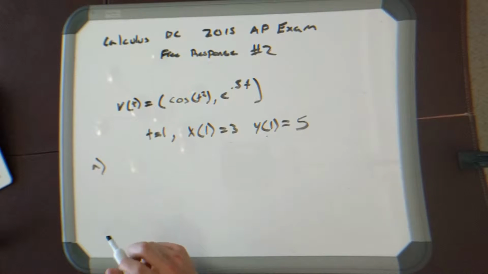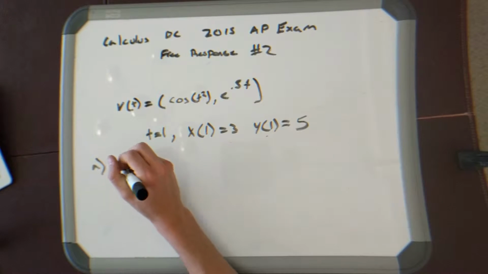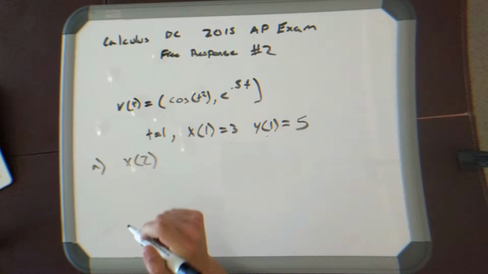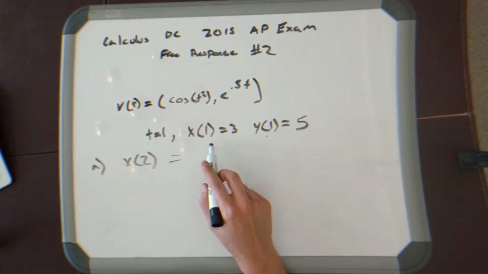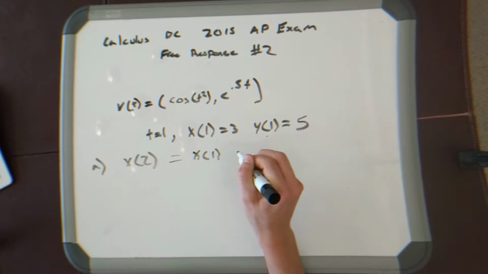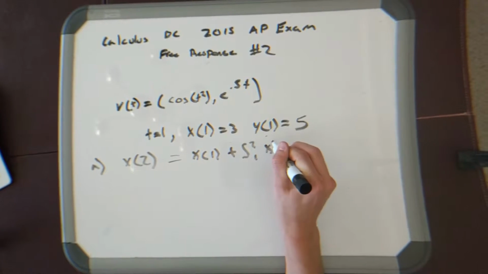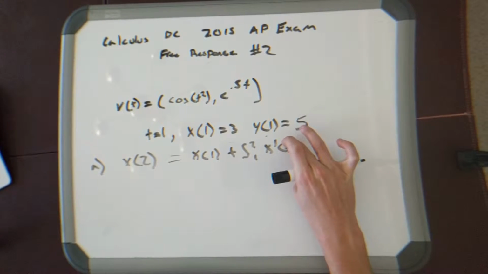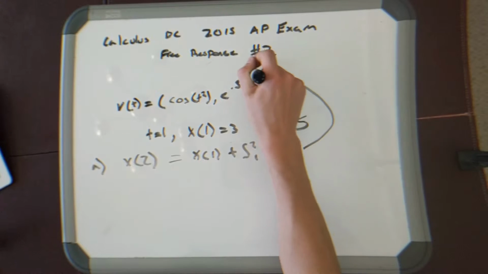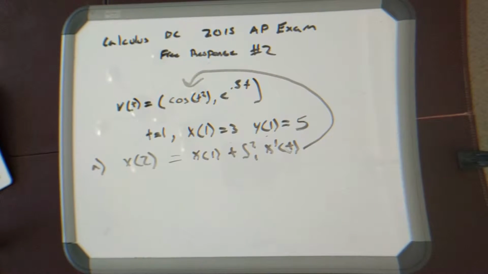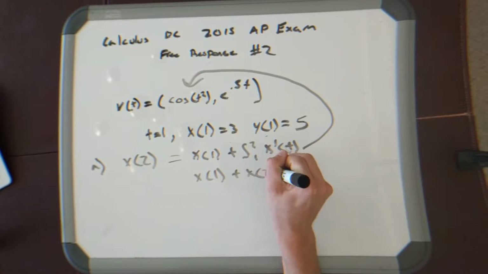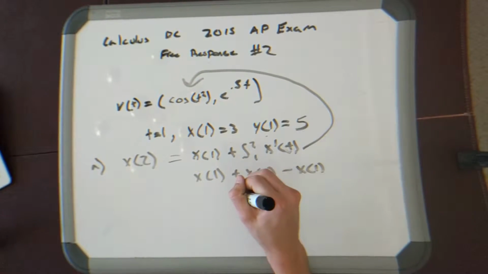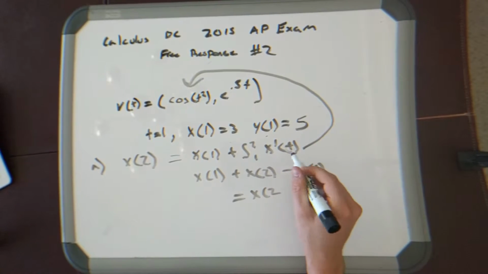So, part A is asking: find the x-coordinate of the position of the particle at time t equals 2. So we are looking for x of 2. Now, if we remember the fundamental theorem of calculus, we can find that using our initial equation: x of 1 plus the integral from 1 to 2 of x prime of t, which is given in the equation, is going to equal x of 1 plus x of 2 minus x of 1.